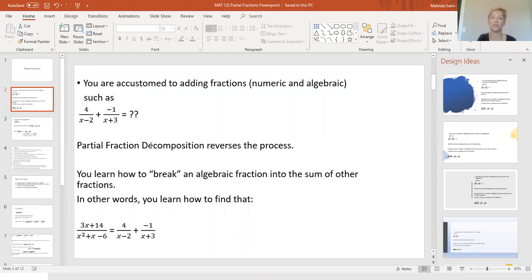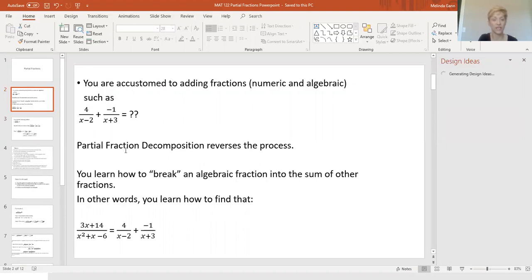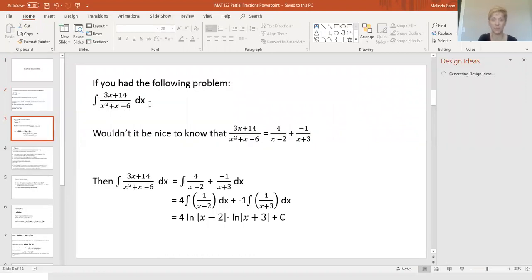So that's why it's called decomposition. Decompose means break into parts. So you're reversing the process. What you would do is take what you think of as the answer and break it up into the problem. Okay? So let me show you why you might want to do that sometime.